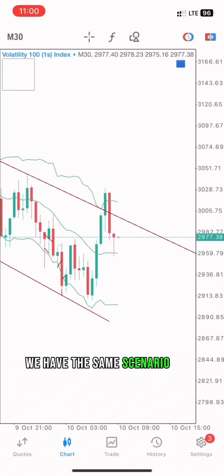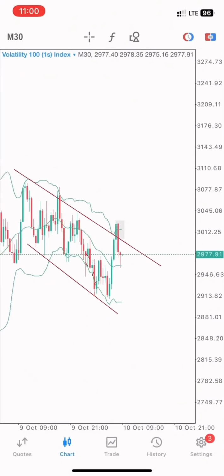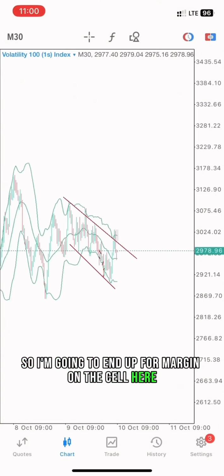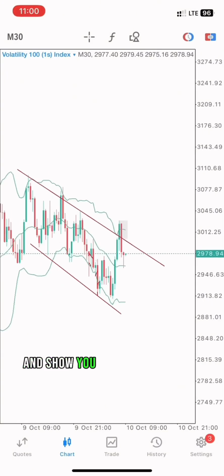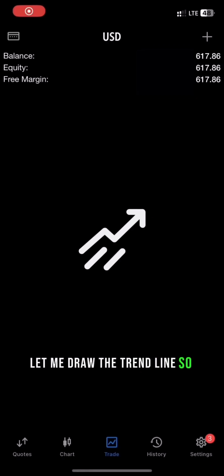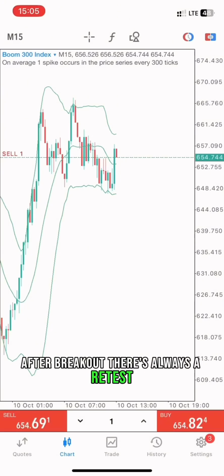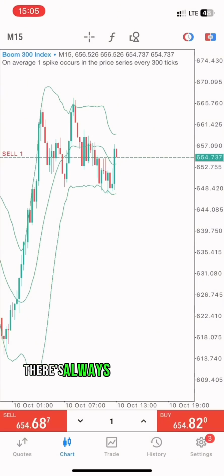We have the same scenario just as we have done in volatility 100s. So I'm going to enter full margin on the sell here and show you why I have decided to put sell here. Okay, let me draw the trend line so that you can see that it's the same trend line. There was a breakout. Okay, after breakout there's always a retest. There's always a retest there.